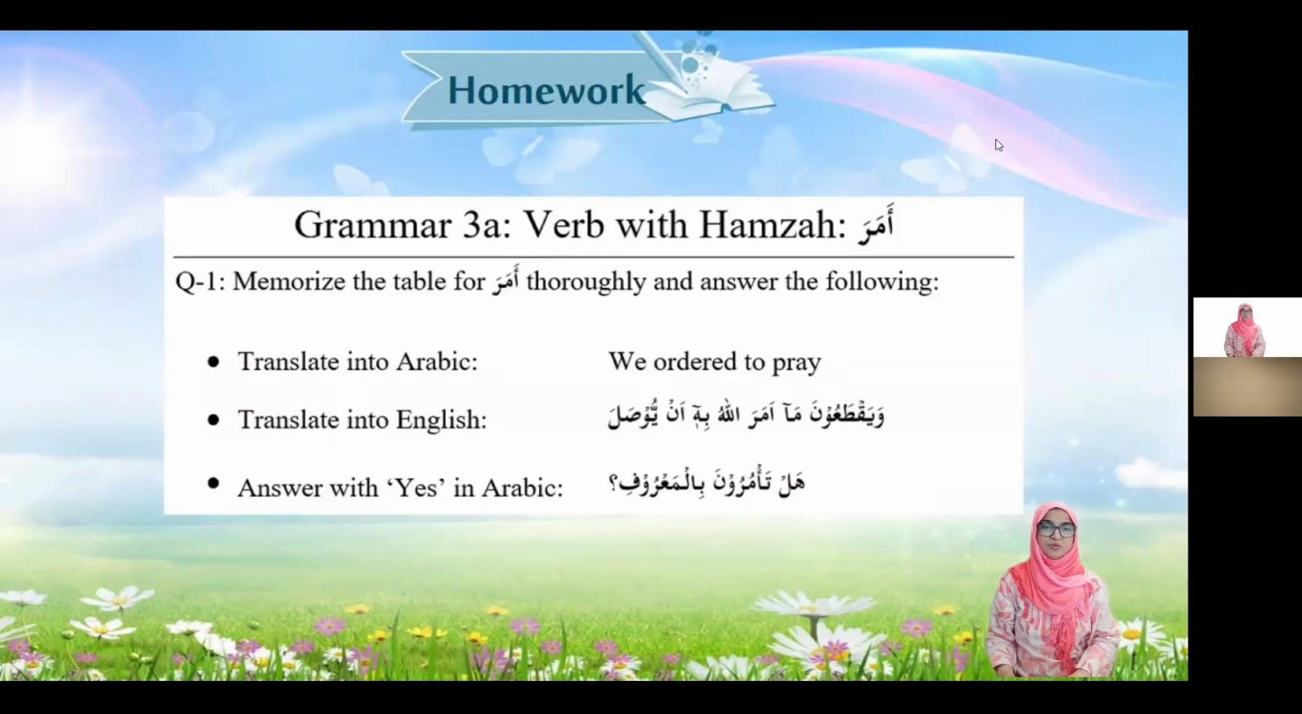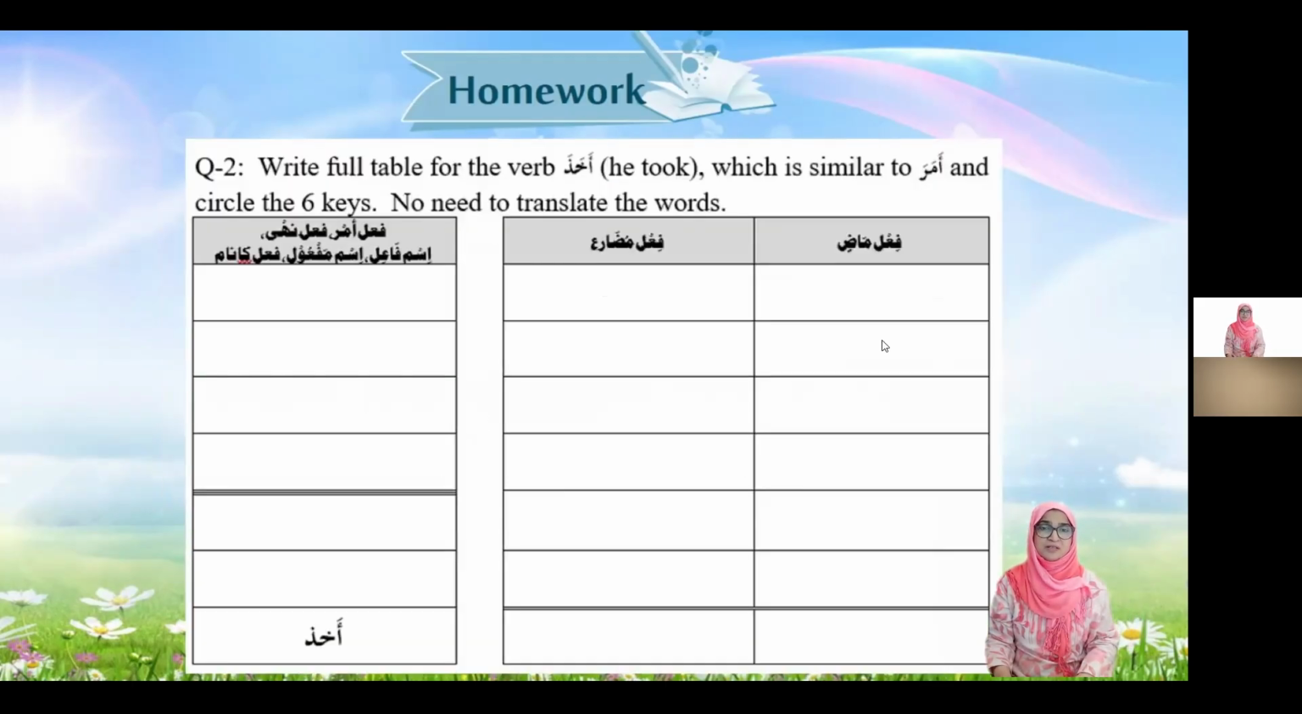Make sure you do your homework in your workbooks. Grammar 3A, verb with Hamzah. There are some questions here. Make sure you go through the Amara table, whatever we learned today. It's there in the textbook which I've given you. Go through that Amara table nicely and then answer these questions. You'll be able to easily answer them. And the same thing you do for Amara, you have to do for Akhadha. You have to write the full Madi, Mudare, Amr, and Fa'il, Maf'ul, Fa'il. The table, you have to do the same thing for Akhadha.